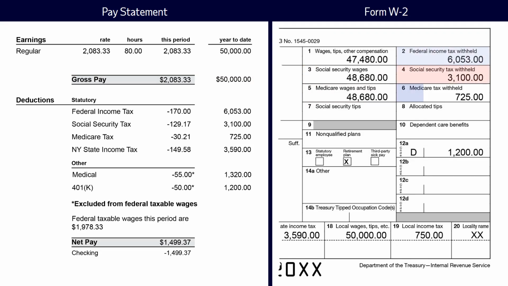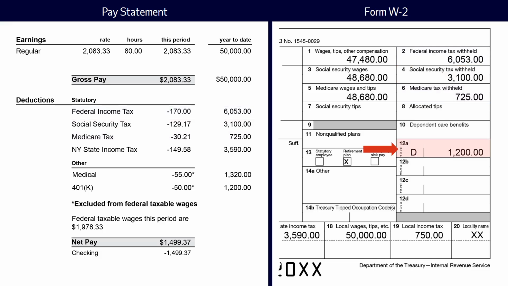Boxes 2, 4, and 6. Box 2 displays the total amount of federal tax withheld from Jackie's pay during the calendar year. Box 4 displays the total amount of Social Security tax withheld from Jackie's pay during the calendar year. Employees are responsible for paying 6.2% of their gross wages to Social Security. Box 6 displays the total amount of Medicare tax withheld from Jackie's pay during the calendar year. Employees are responsible for paying 1.45% of their gross wages to Medicare.